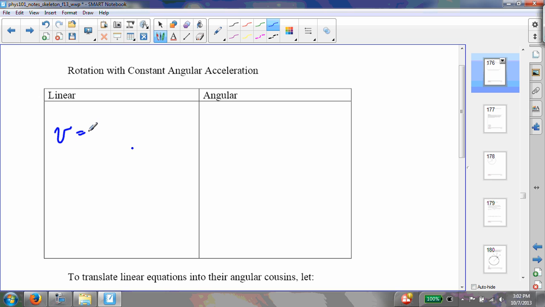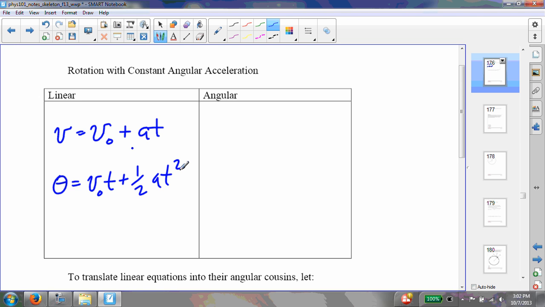We had v equals v naught plus at. We also had x equals v naught t plus 1/2 at squared. Those were our two kinematics equations. Sometimes you'll also see some other equations if you're looking at other books that just come from substituting one equation into the other. I'm not going to do that here.